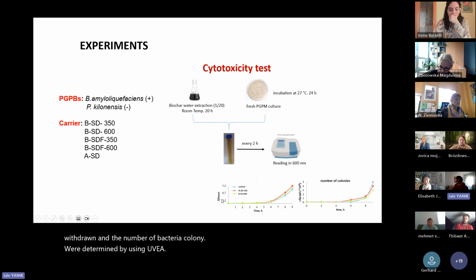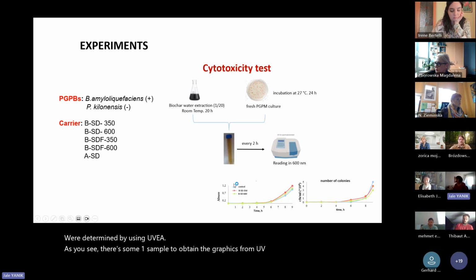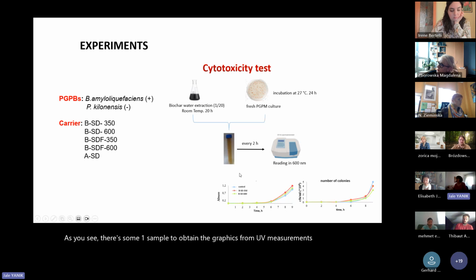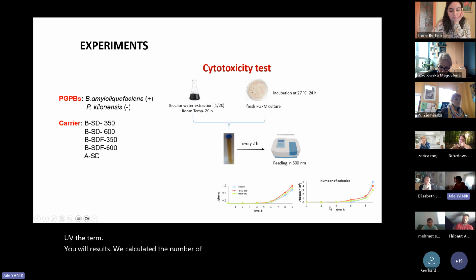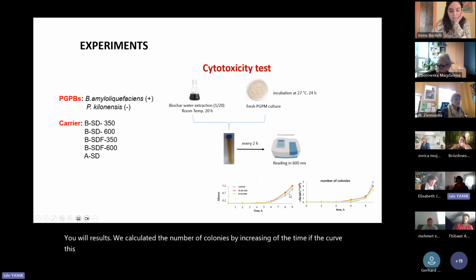As you see, this is one sample to obtain the graphics from UV measurements. From the UV results, we calculated the number of colonies as time increased. If this curve is parallel to the control curve, it indicates that the biochar is not toxic.